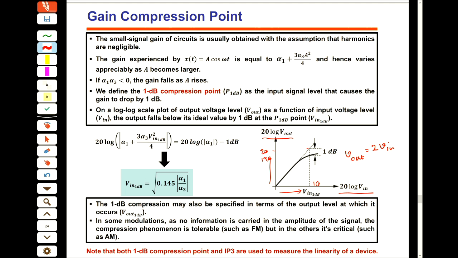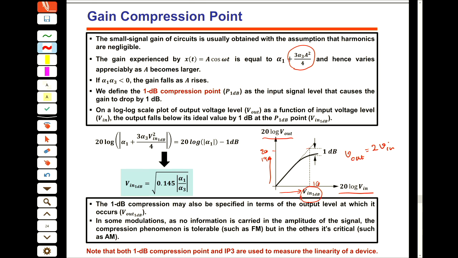Okay? And it is caused by this. Is it always 1 dB? This is a definition. We define a 1 dB compression point, and then we say that the 1 dB compression point of this transistor is this value.